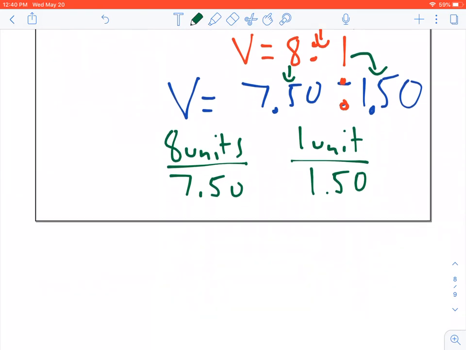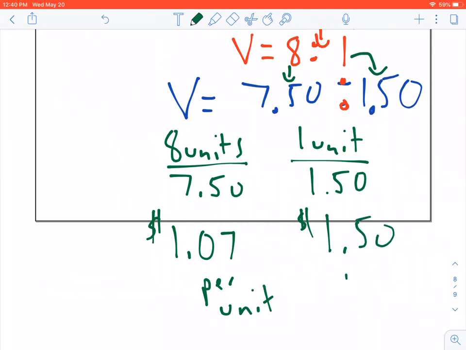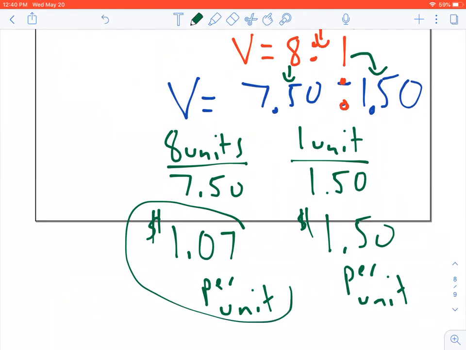So if I did 8 units for $7.50, that means I am paying $1.07 per unit. Here I am paying $1.50 per unit. Well, which one is the better buy then? The $1.07, the larger ball.